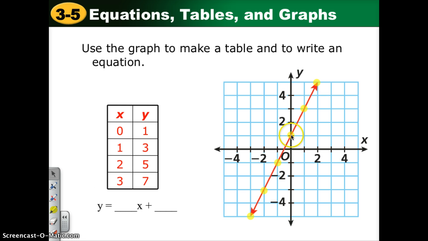(0, 1) was the first one, (1, 3) was the second one, (2, 5) was the third one. I didn't have (3, 7) because I didn't see it on the graph, but that doesn't mean that it's not a point in their table.